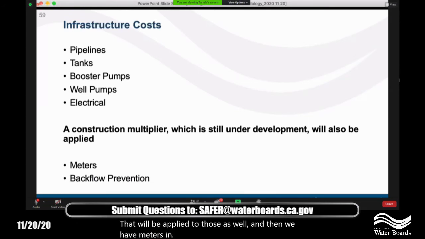And for meters and backflow prevention, really, we're not assuming necessarily that the grant money would cover every single meter and every single backflow assembly. But for residential units and schools, that's where we would see this as applicable. Backflow prevention assemblies for businesses may more appropriately be paid for by the business rather than by grant funding.